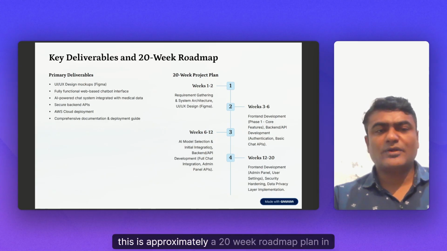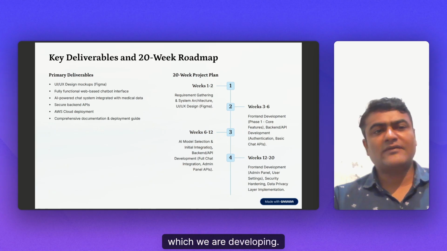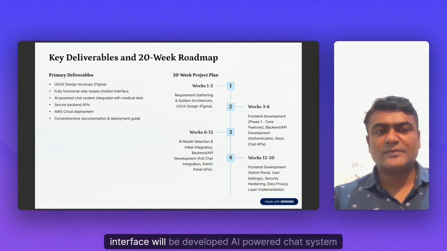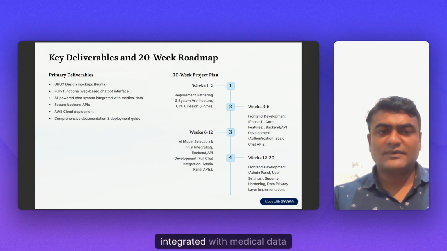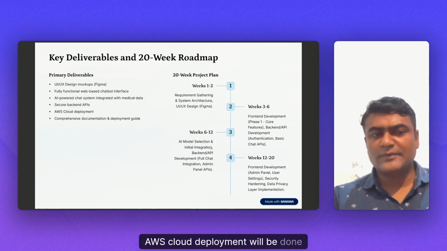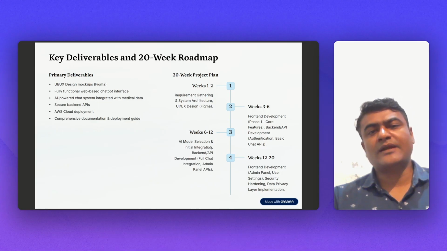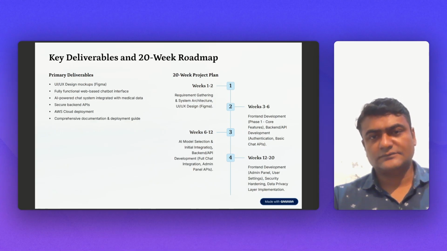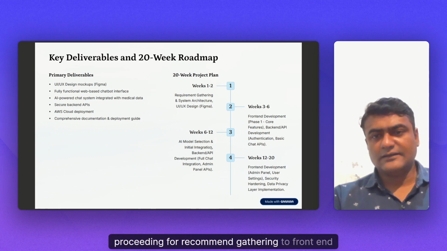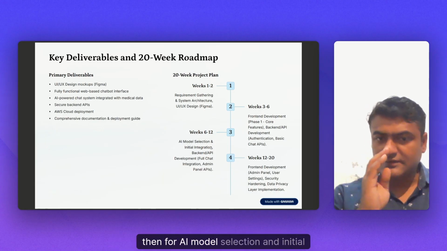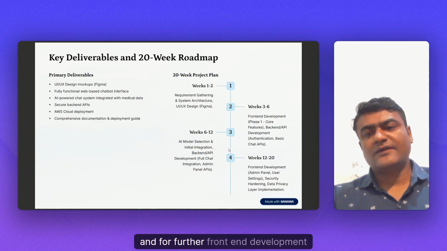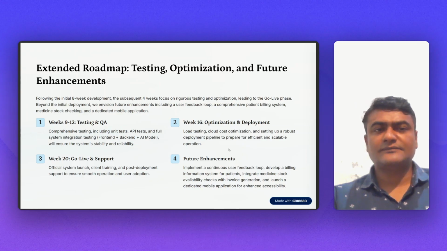And this is approximately a 20-week roadmap plan in which we'll be developing the UI UX in Figma. A fully functional web-based chatbot interface will be developed. An AI-powered chat system integrated with medical data, secured backend APIs, and AWS cloud deployment will be done, and comprehensive documentation and deployment guidelines will also be taken care of. Week-wise, we have also shown how we'll proceed from requirement gathering to front-end development, then AI model selection and initial integration with the backend APIs, and further front-end development for user panels and so on.